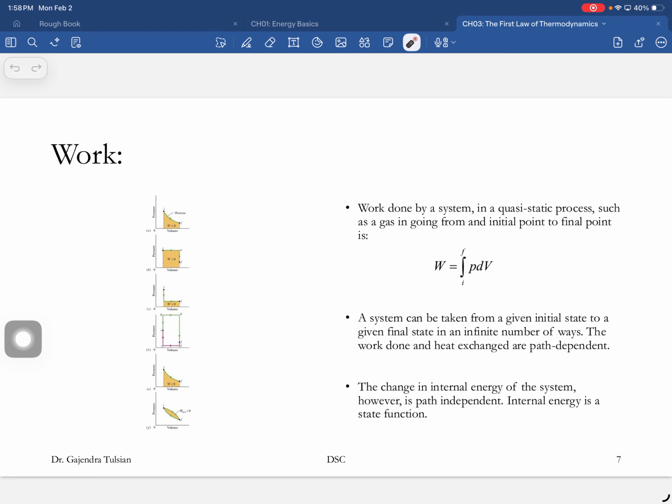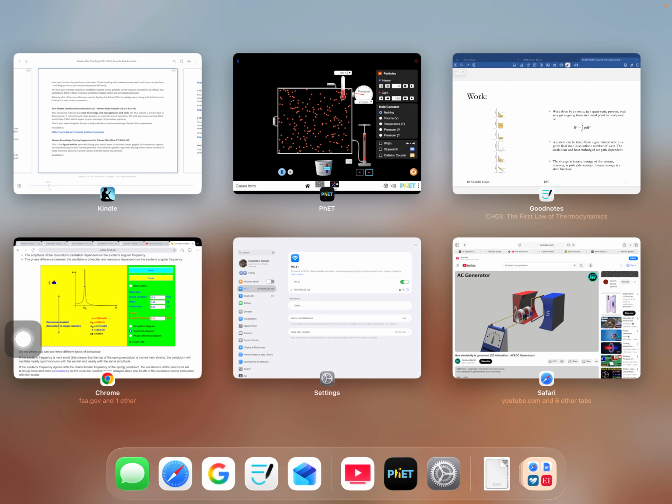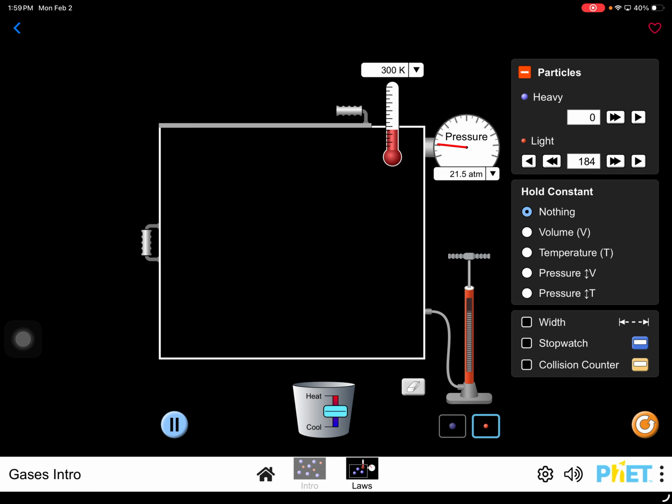Now here's the deal. When the gas is in this state, each point is a state. That's the initial energy of the gas. That's the final energy of the gas. So let me ask you this: if I come to that final state along this path, does the final energy of the gas change?